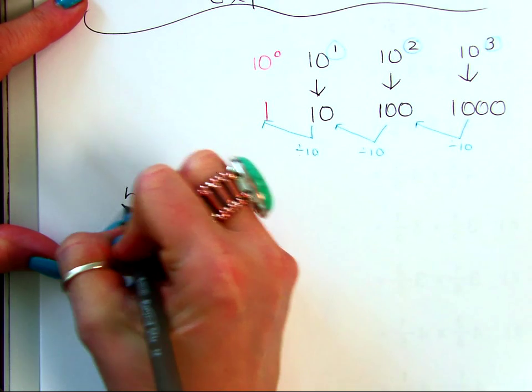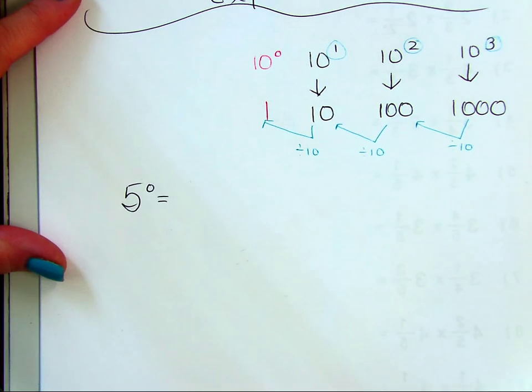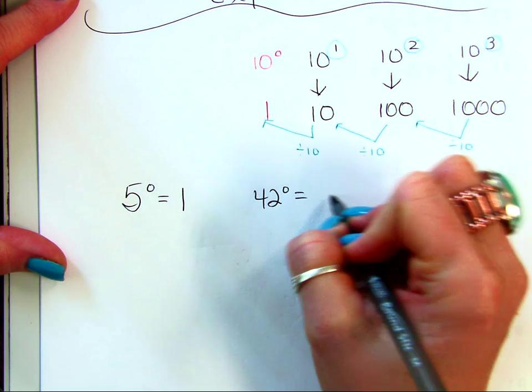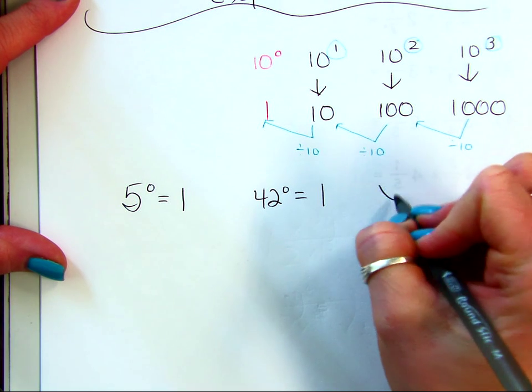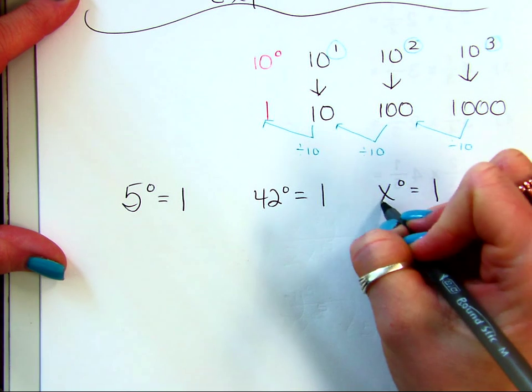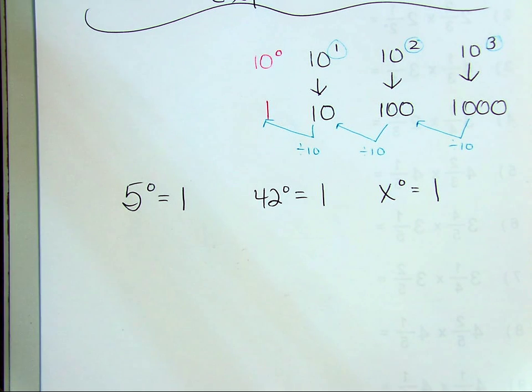Meaning 5 to the 0 power, 1. 42 to the 0 power, 1. X to the 0 power, 1. Okay? It's like the weirdest thing to think about, but it's so easy, right? Any base that has an exponent of 0, the whole darn thing turns into 1. Not just the exponent turns into 1, not just the base turns into 1. Everything, it's like poof, it's gone.